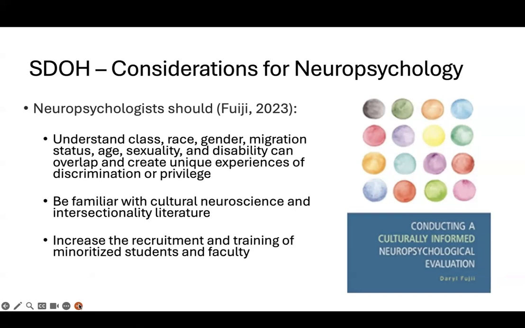So it's important to be familiar with this literature on intersectionality, as well as cultural neuroscience, which we've very briefly talked about in this lecture. Additionally, it's important to have more recruitment and training of minority students and faculty. They are underrepresented in our field, and in order to have the best research, the best equity and outcomes, we need diversity of voices and experiences.